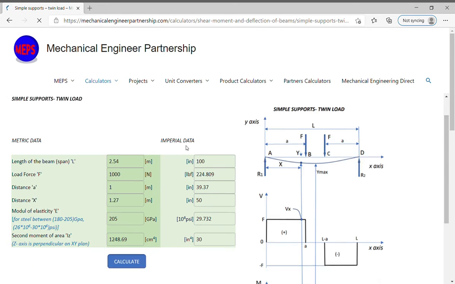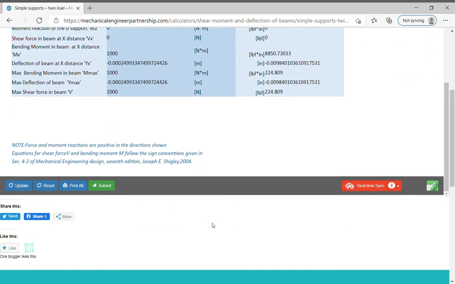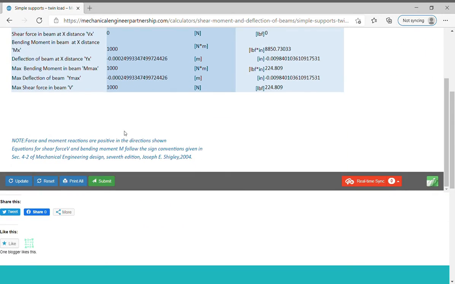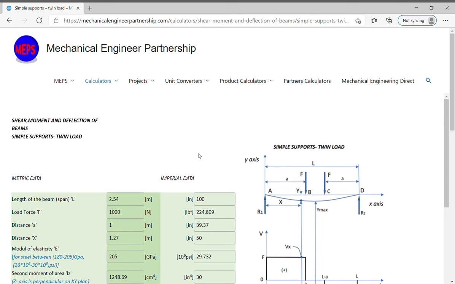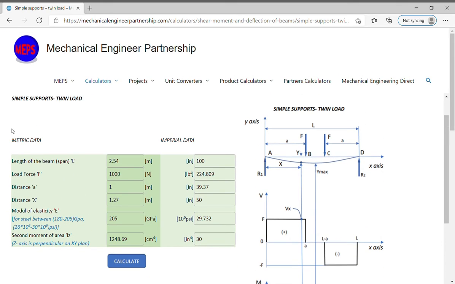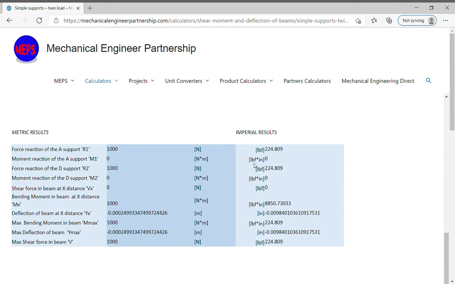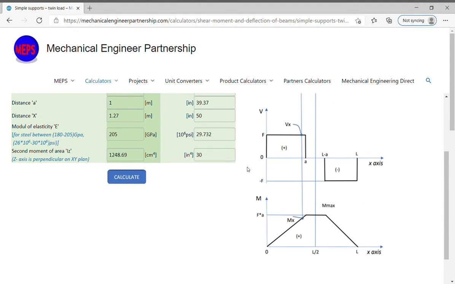twin load unit. All studies, materials, and formulas used in these calculation sheets are in reference with Mechanical Engineering Design, Book 7th edition, by Joseph E. Shigley 2004. On the left side is data, in metric and imperial units, and in blue color, we obtain the results in metric units respectively imperial units.